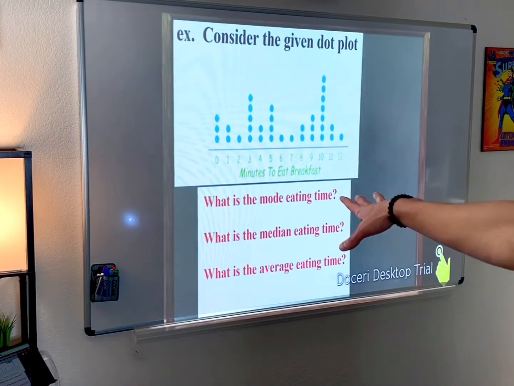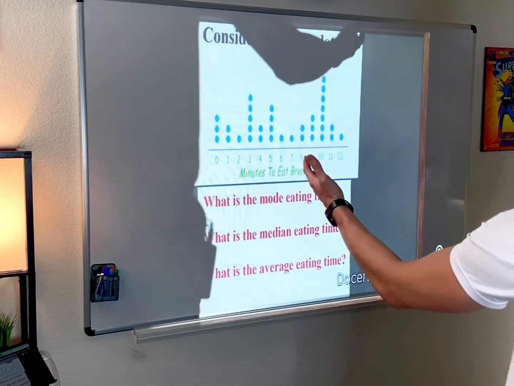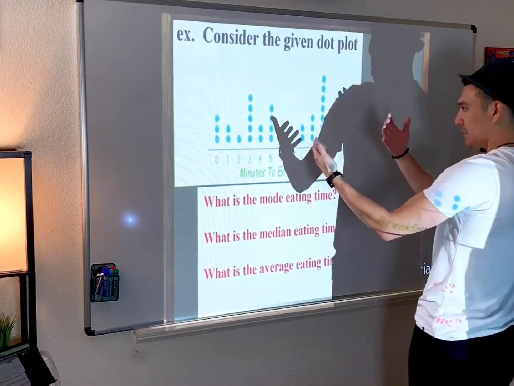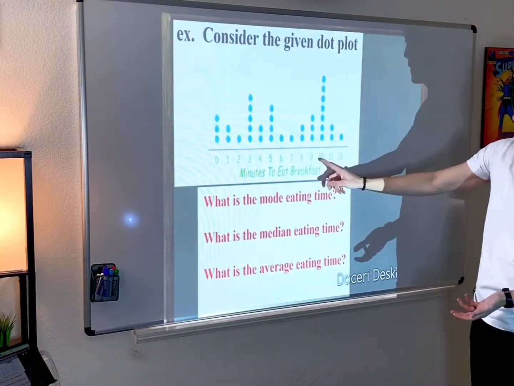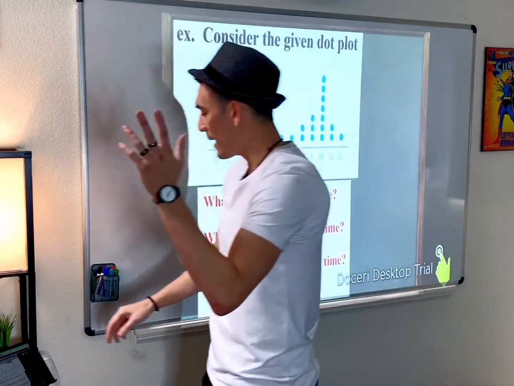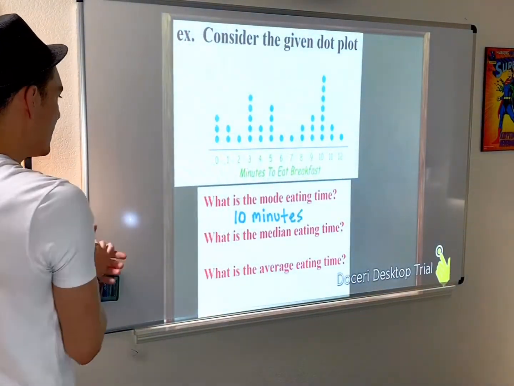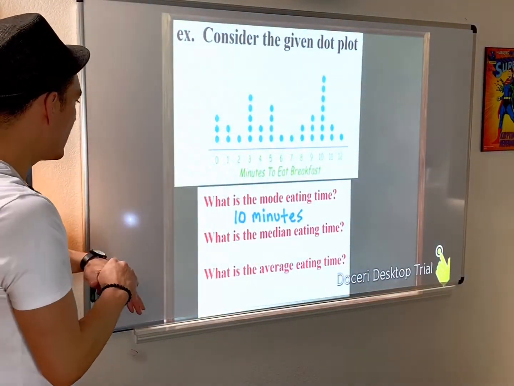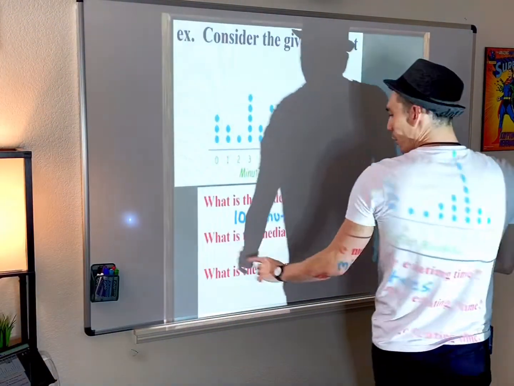Okay, so the mode is the one that happens the most. So which answer was the most popular answer? 10 minutes, right? People said, hey, it takes me 10 minutes to eat my breakfast. There it is. Now, what about for the median?